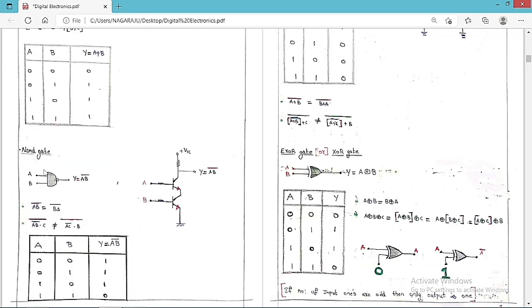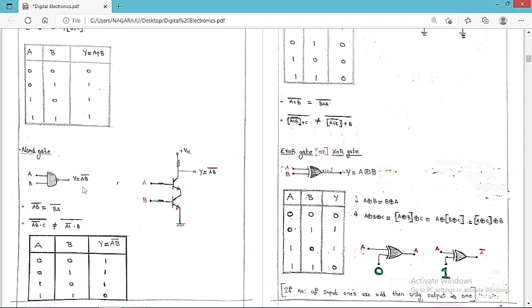Now one more gate we are going to discuss is called the NAND gate. This is the AND gate, and if you keep a bubble at the output, it is basically a combination of both the AND gate and the NOT gate. So the NAND gate is the combination of the AND gate and the NOT gate. This is the basic representation of the NAND gate. If the inputs are A and B, the output is equal to A into B whole bar.